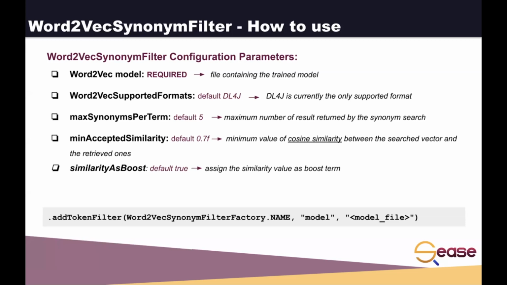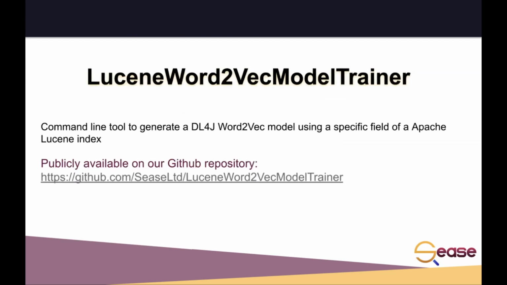What is the minimal similarity? Because we have vectors, we want to put a threshold to say, okay, over this similarity, the terms must be considered synonyms, otherwise no. And we have the similarity as a boost. We consider the cosine similarity between two vectors as a boost for the term. So closer vectors means more synonym terms, so a higher boost. That's the idea.